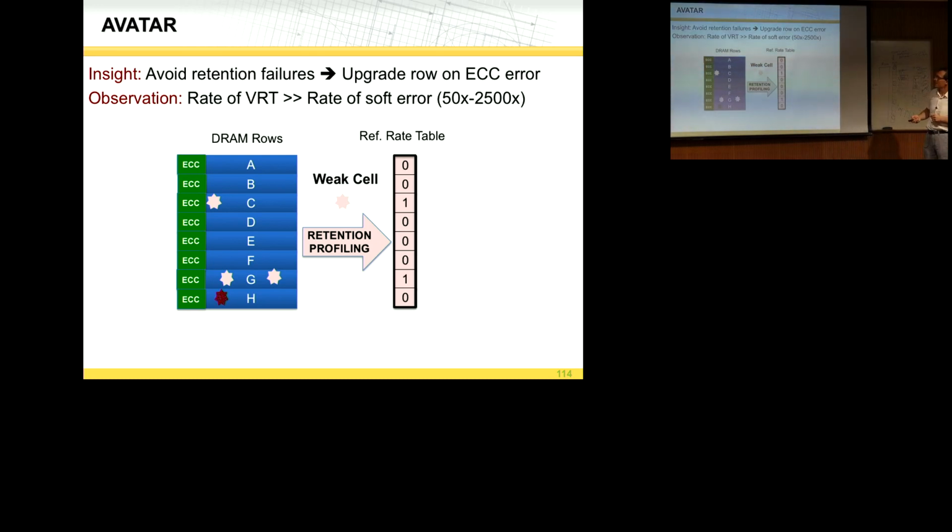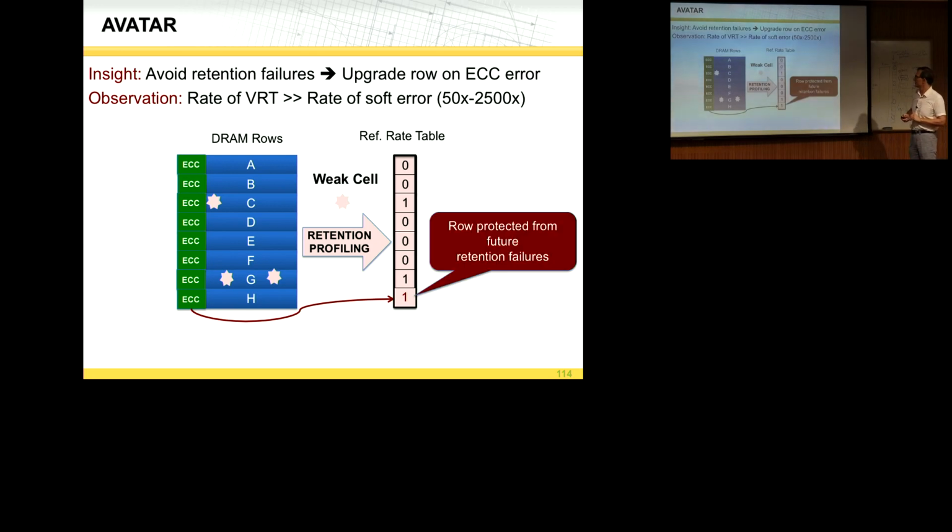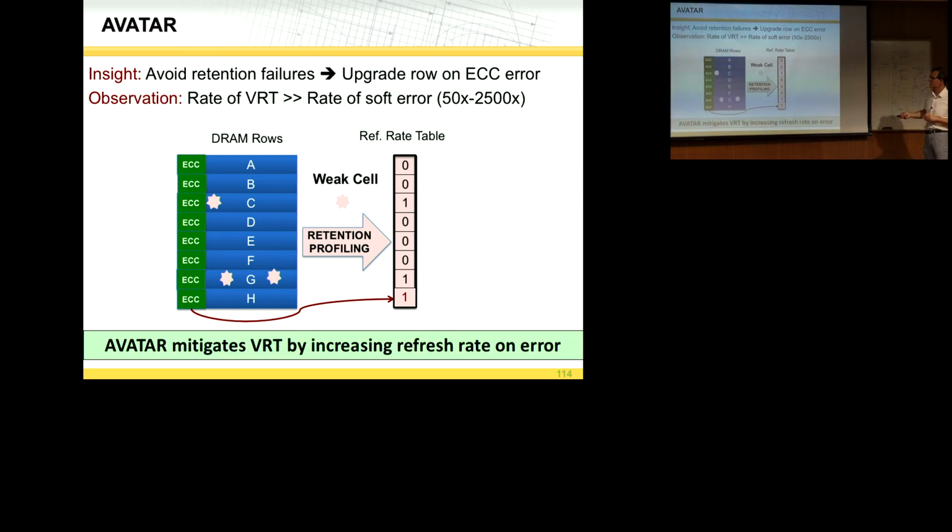So the basic idea is very simple. Assume that this is the bit vector over here. It doesn't have to be a bit vector, but let's say it is. Assume that you set something to 0 if it doesn't require a lot of refresh. You reduce the refresh rate for this row, and you get an error. If you get an error, then you correct the error, and then you set the bit such that the next time you refresh it more frequently. That's the idea. The row is protected from future retention failures.